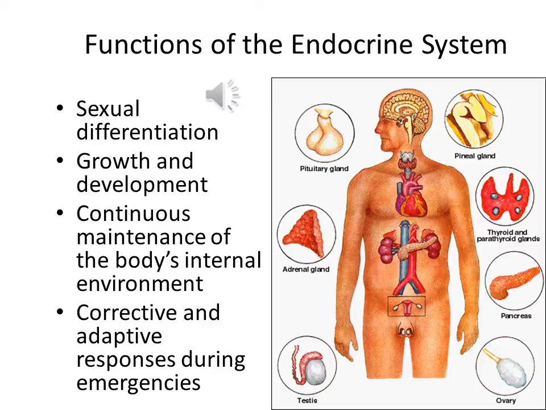Hormone levels are maintained at constant levels, hopefully, if our endocrine system is working appropriately. Most hormones are directly released into the bloodstream. I'm going to start off by talking to you about some of the different glands and the hormones that are created in each gland.